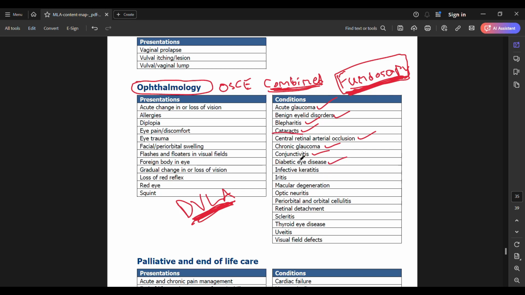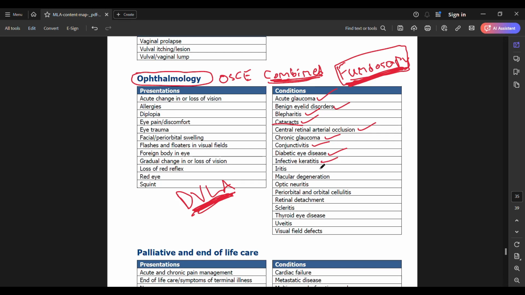Diabetic eye disease, cataracts, or neovascularization in the retina. Infective keratitis: know how you're going to see this on the cornea and how this is going to show up. This has shown up in the past. Iritis: know the presentation of this. Know how you're going to diagnose this.